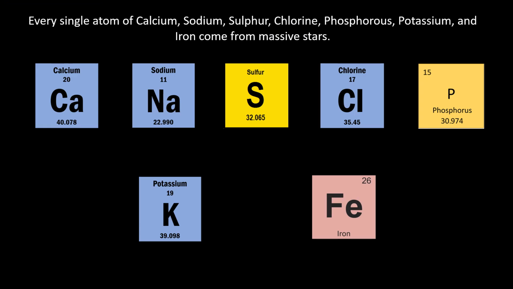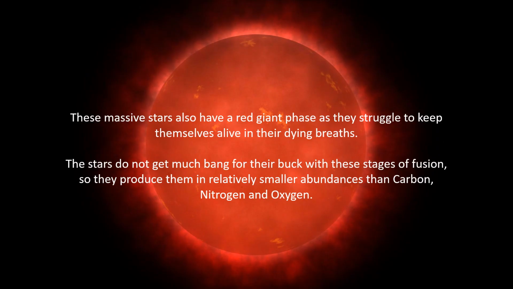Every single atom of calcium, sodium, sulfur, chlorine, phosphorus, potassium, and iron comes to us from the later stages of fusion as massive stars fail to keep themselves alive in their dying breaths. The stars don't get much bang for the buck with these stages of fusion, so they produce them in relatively smaller abundances than carbon, nitrogen, and oxygen.